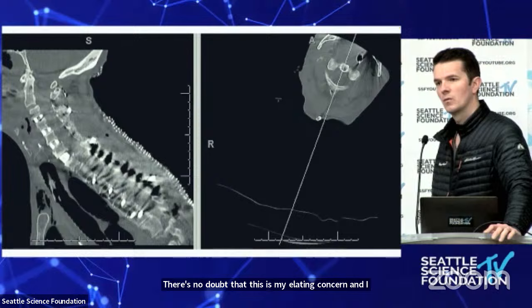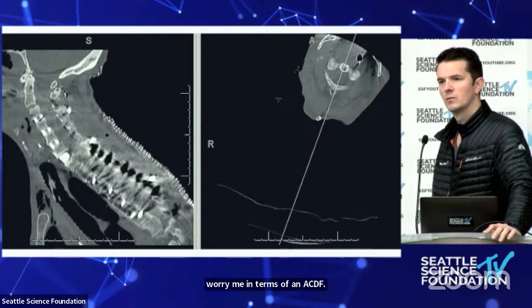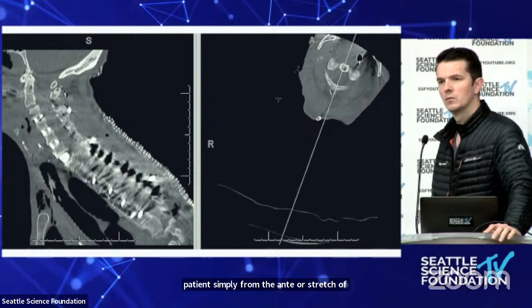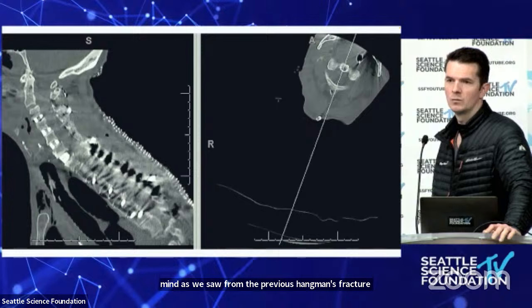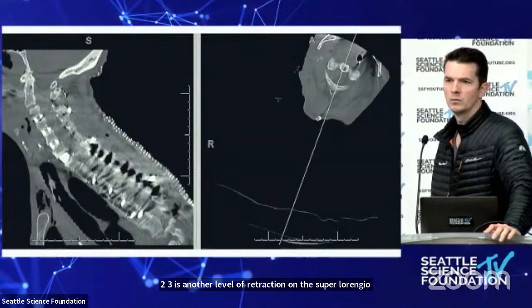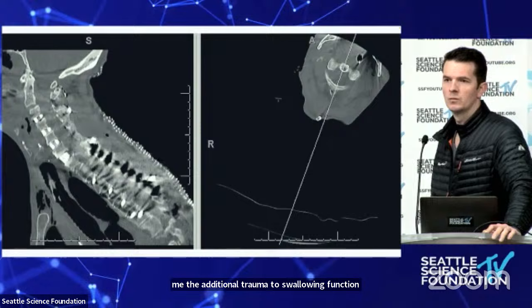The C2-3 honestly does not worry me. In terms of an ACDF, I know that I will cause iatrogenic dysphagia in this patient simply from the anterior stretch of the esophagus. We were very careful about not over-distracting the anterior retractor systems. But there's no doubt in my mind, as we saw from the previous Hangman's fracture, that going to C2-3 is another level of retraction on the superior laryngeal plexus and will induce further dysphagia, even if we do not instrument that level, just put a graft in. So for me, the additional trauma to swallowing function is outweighed by the benefits of just having a reasonable overall alignment. Any thoughts on that, Ken?